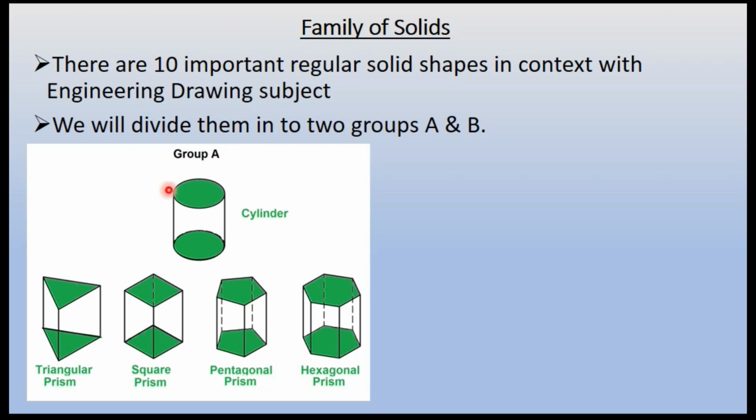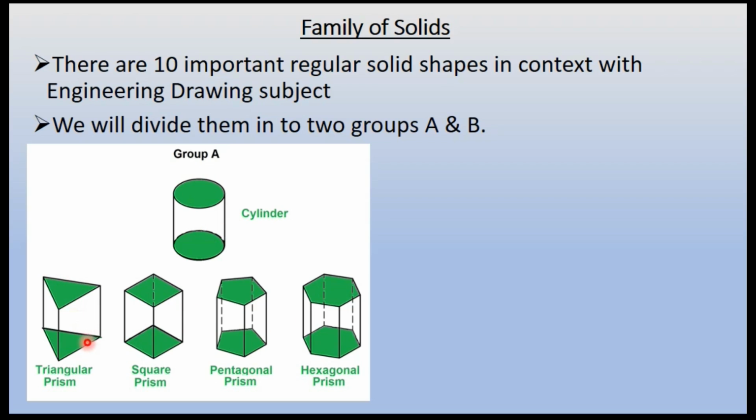See here, these are Group A solids, in which you can see that the head of the family is the cylinder, and there will be prisms in this family. So what is common about cylinder and all the prisms? The common thing is the base: the top base and the bottom base will be the same. As you can observe in the cylinder, the top is circular in shape and the bottom is also circular in shape, and the prisms will follow it.